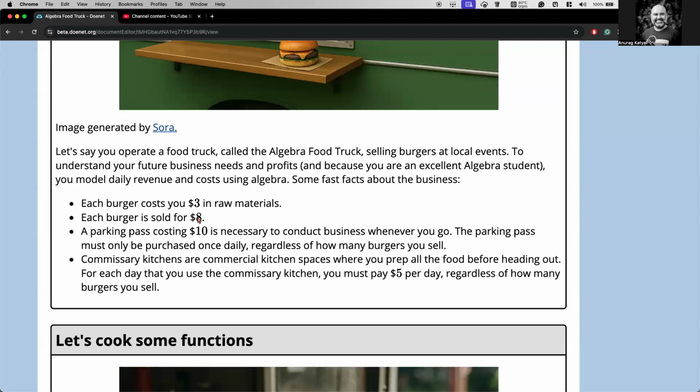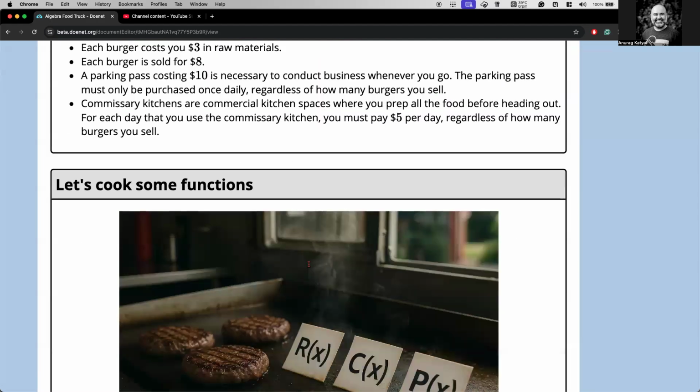If I sell one burger, how much money do I make? 8. What if I sell 10 of them? Do we see that this is variable, meaning it's going to change based on how many burgers I sell? The 10 and the 5, doesn't matter how many things I sell, that's fixed. Yes, no, maybe so. Okay.